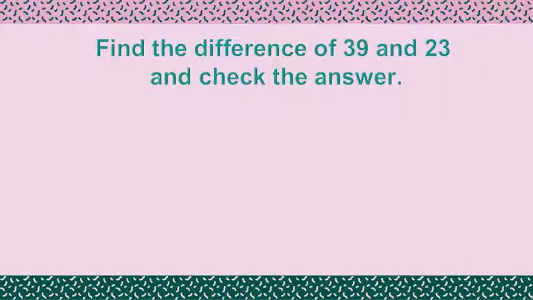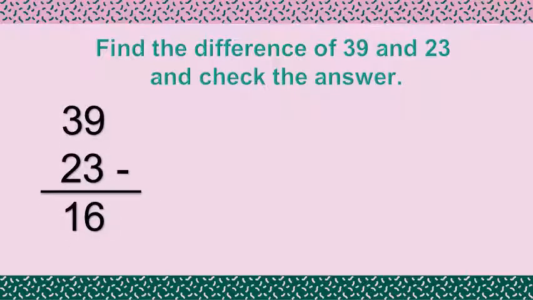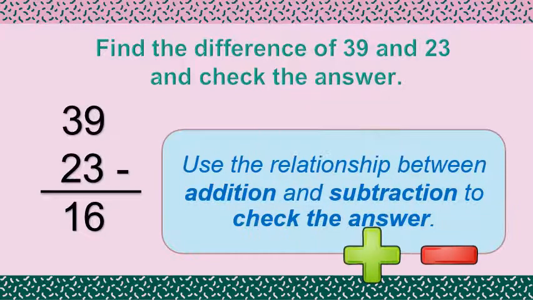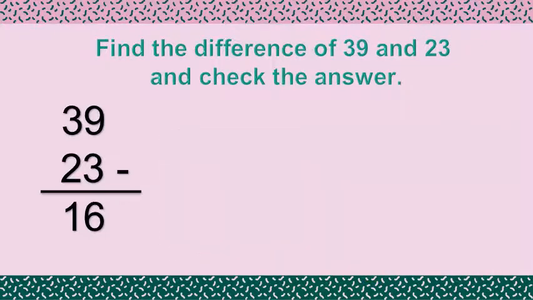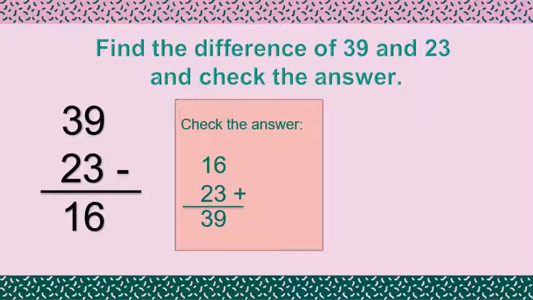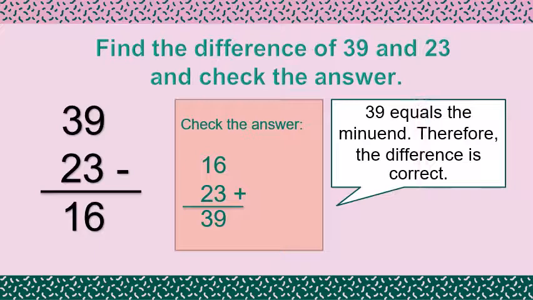Another example. Find the difference of 39 and 23 and check the answer. So again, column subtraction. 39 minus 23 is equal to 16. Now let's use the relationship between addition and subtraction to check the answer. First, let's use the difference, which is 16, and then add the subtrahend, which is 23. Now look at the answer. It's 39. 39 equals the minuend. Therefore, the difference is correct.